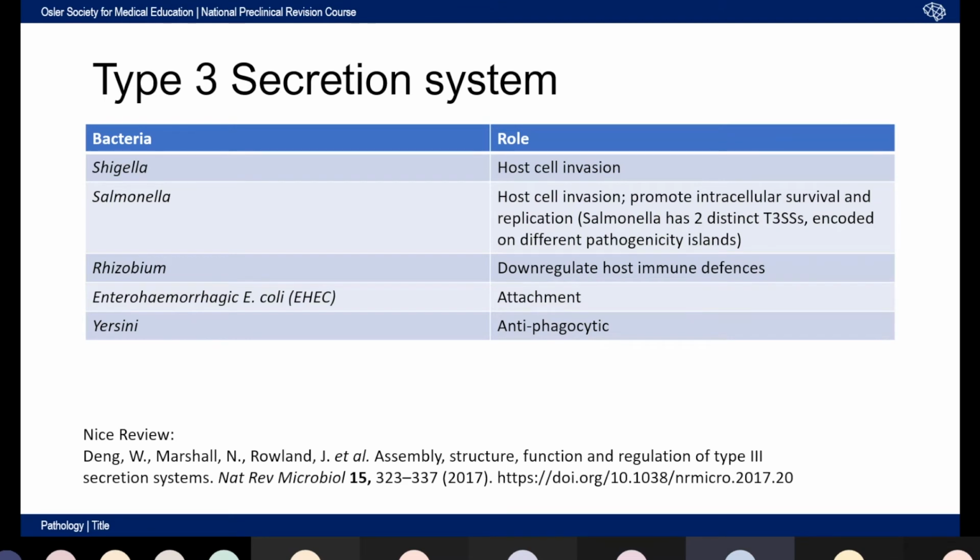And here's just a table showing the diverse roles that a type 3 secretion system can play in different bacteria, from invasion of the host cell to playing an anti-phagocytic role. It can also play roles in attachment or down-regulating host immune defenses.